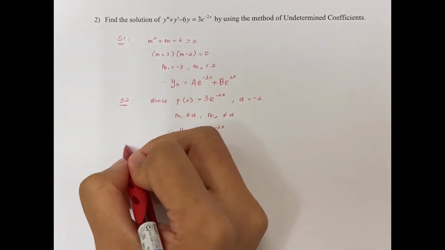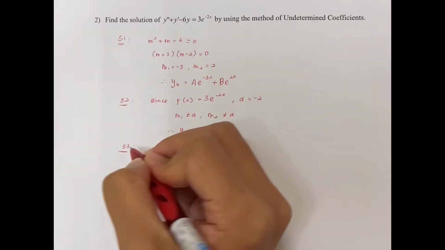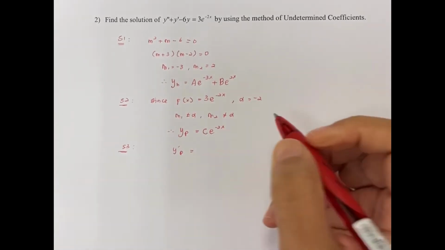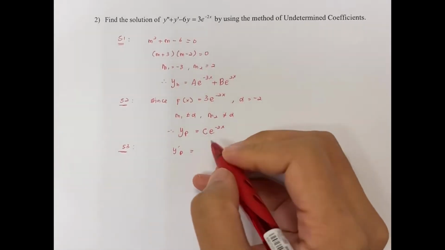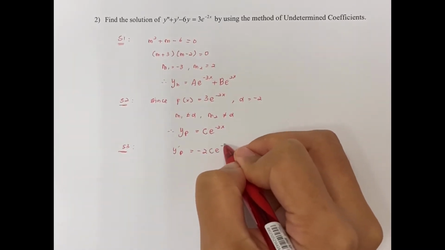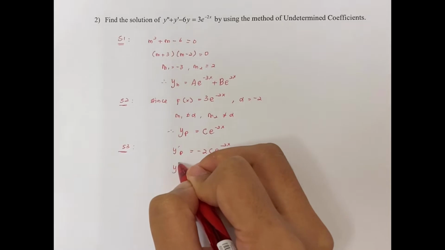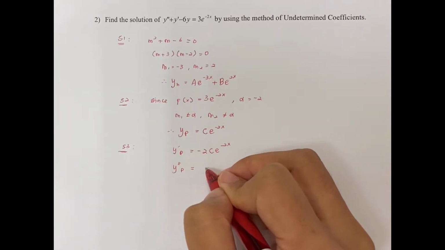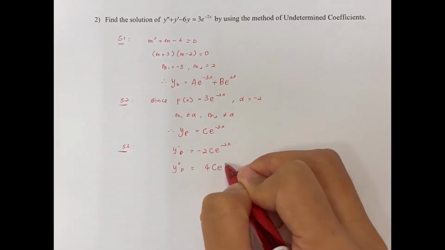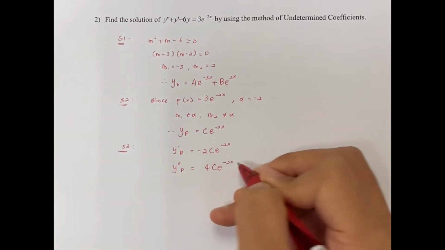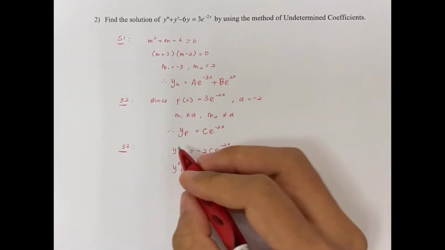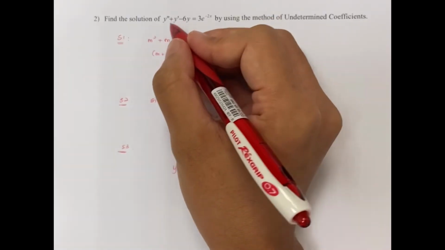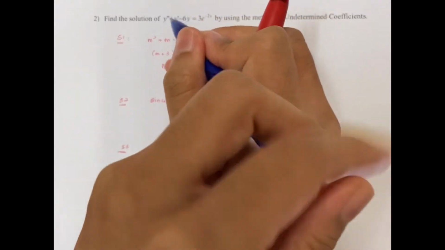And then the third step, you need to find yp prime. Differentiate your yp, so you have negative 2C e to the negative 2x. Then find yp double prime, which is 4C e to the negative 2x. Once you have y prime and y double prime, you need to substitute y double prime, y prime, and y into this equation.